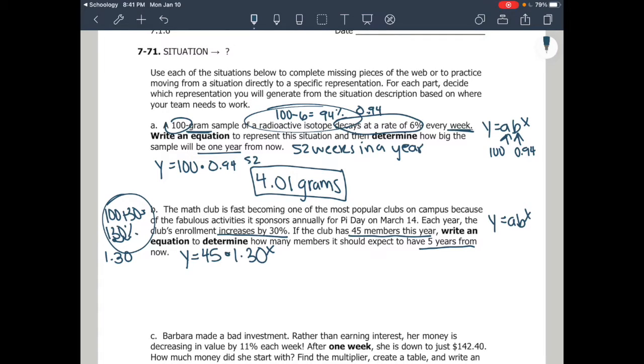In this case, it was talking about years and then years again, so we don't have to convert any of our numbers like we did before. So we're just going to plug in 5 years. So y equals 45 times 1.30 to the 5th power. And then we're going to solve, which is a decimal 167.08. And you can't have 0.08 people, so I'm just going to say about 167 members.